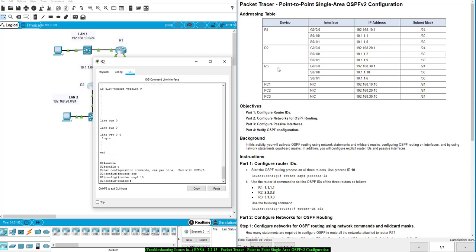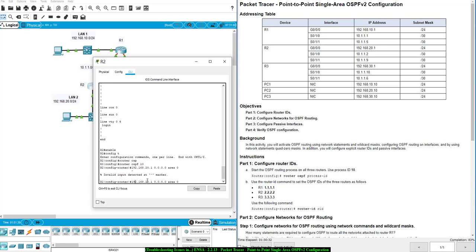All right, now we're going to do, make sure I'm looking at the right IP addresses, 192.168.20.1, and then the wildcard mask of 0.0.0.0, which is the equivalent of a /32, which means we're talking about just that specific IP address itself. And then area 0. Oh, you know what I need to put? I need to put network so it knows what I'm talking about. Network space. All right, there we go.